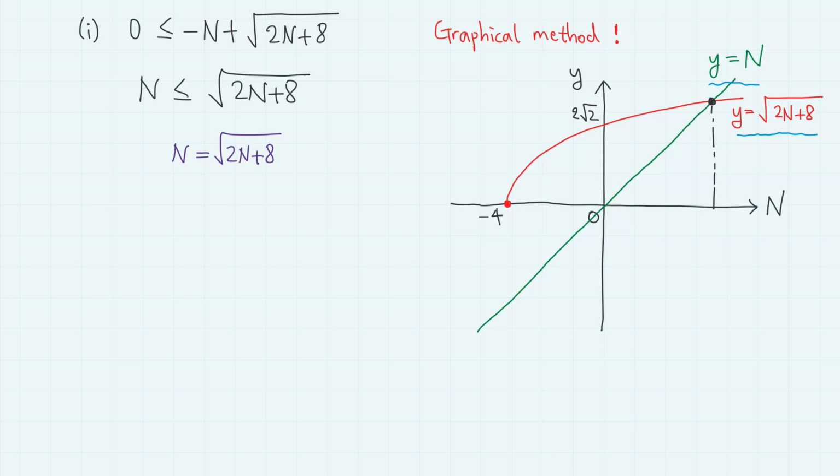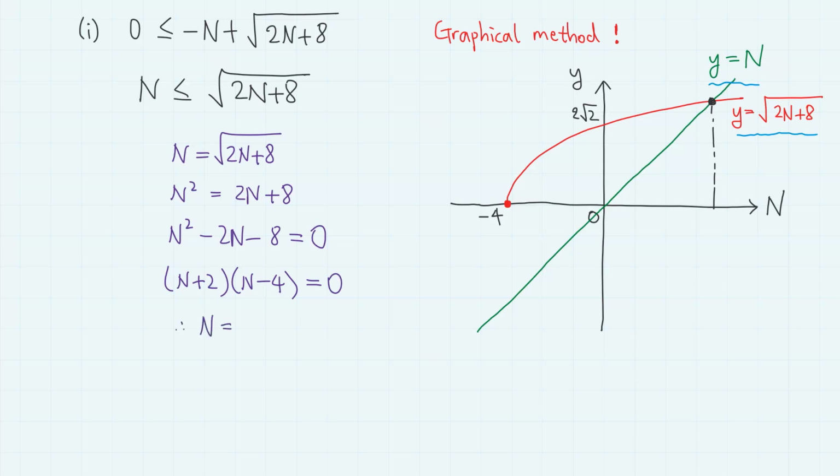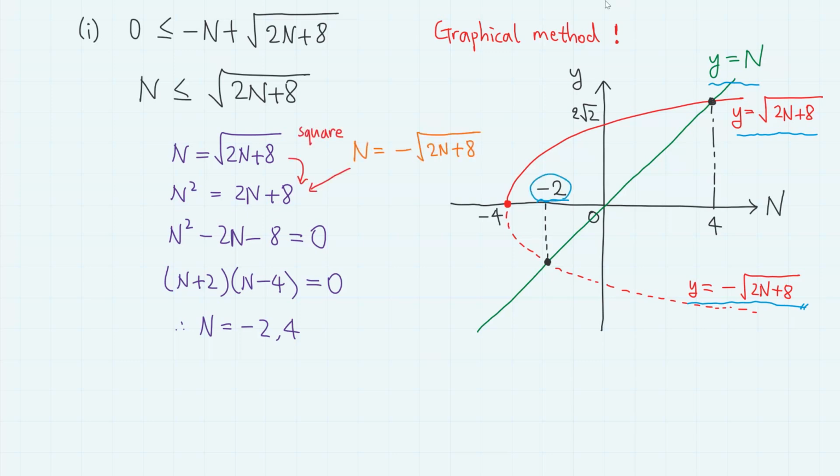And if we square both sides, we have n squared equals 2n plus 8. So n squared minus 2n minus 8 equals 0. So (n plus 2)(n minus 4) equals 0. So we have n equals negative 2 and 4. Here, notice that n equals negative 2 is the intersection point between y equals n and y equals minus square root of 2n plus 8. This wrong root is obtained because we can arrive at the same equation by squaring both sides of n equals minus square root of 2n plus 8.